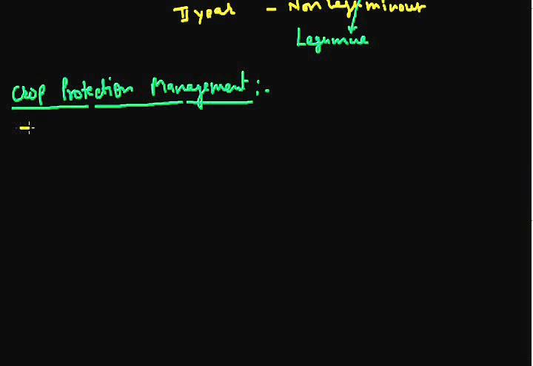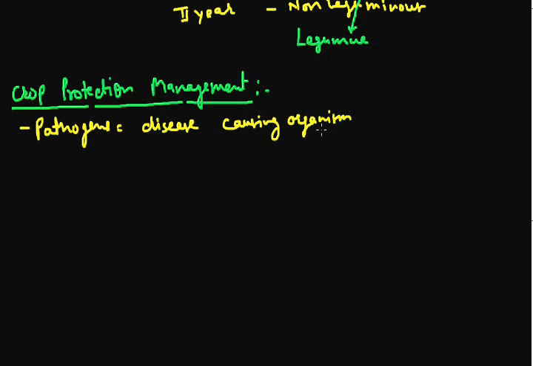So what are the pathogens? Pathogens are the disease causing agents or disease causing organisms. They cause disease in so many plants and so many crops. What are the categories of pathogens?